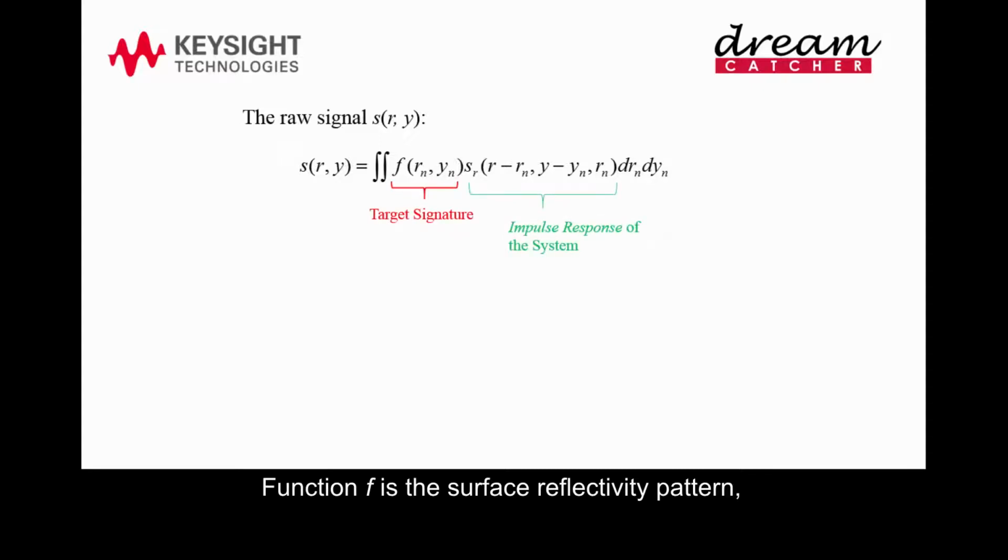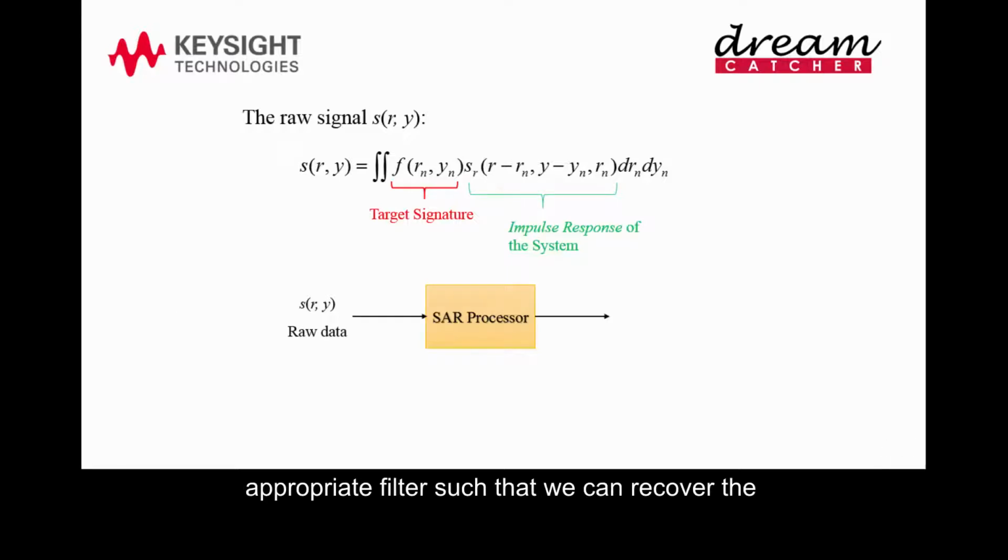Function f is the surface reflectivity pattern, and function SR is the impulse response of the system, for example, the return due to a unity point scatterer. The SAR imaging challenge is to design an appropriate filter, such that we can recover the best estimate of function f, based on the received signal S.